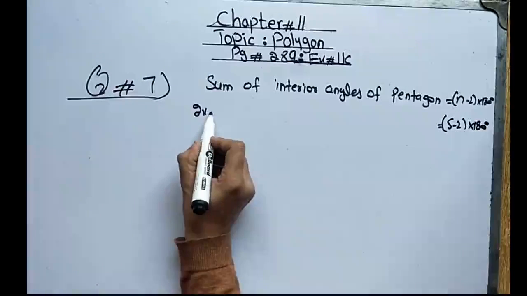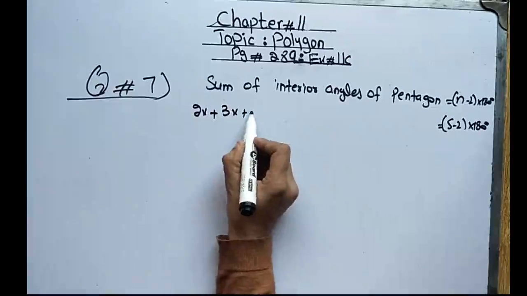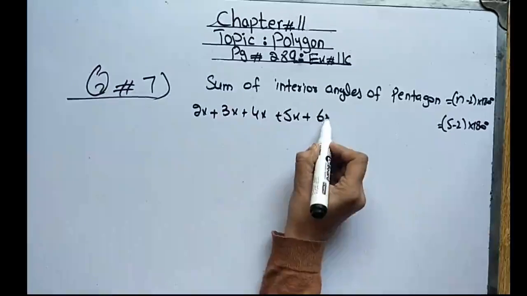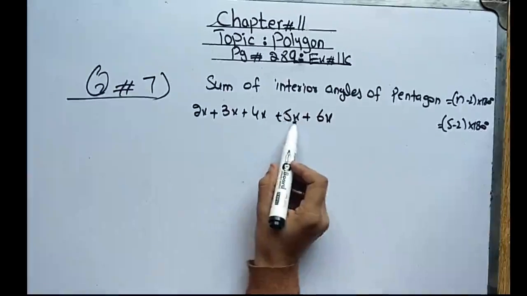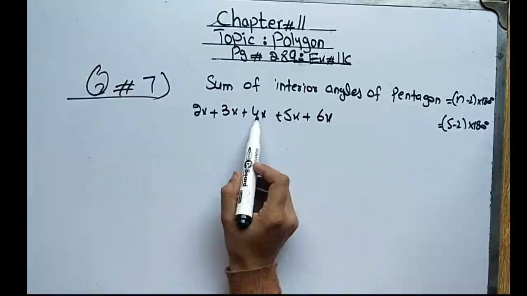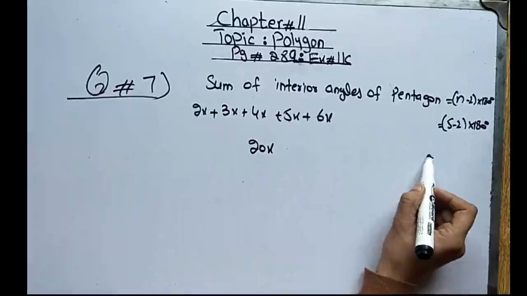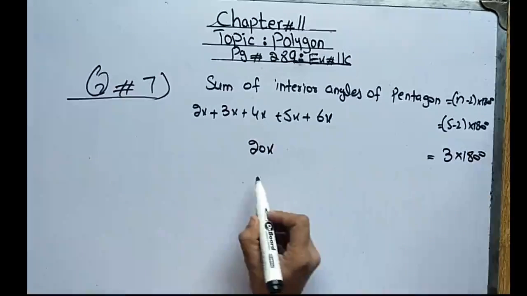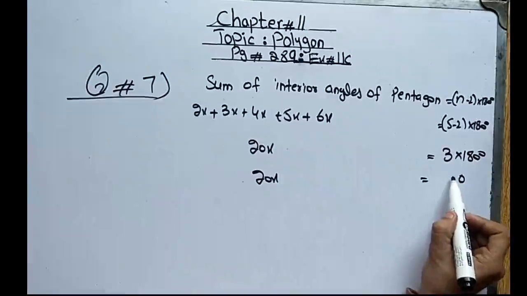These are 2x plus 3x plus 4x plus 5x plus 6x, since we add all the interior angles. So add these coefficients: 2 plus 3 plus 4 plus 5 plus 6. 2, 3 is 5, 4 is 9, 10, 14 and 6 is 20. So 20x is equal to 5 minus 2, 3, multiply 180 degrees.